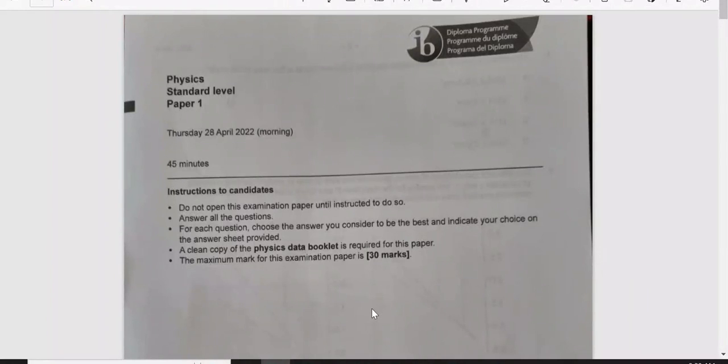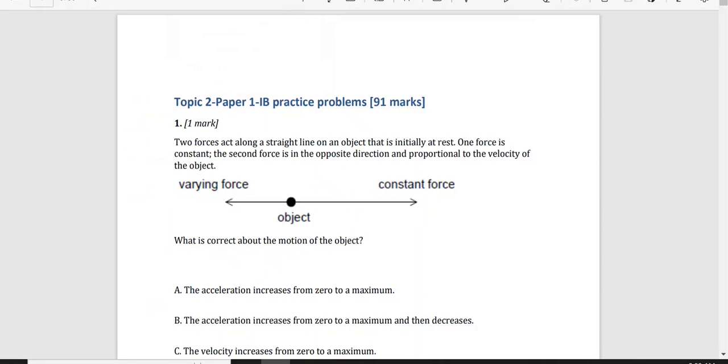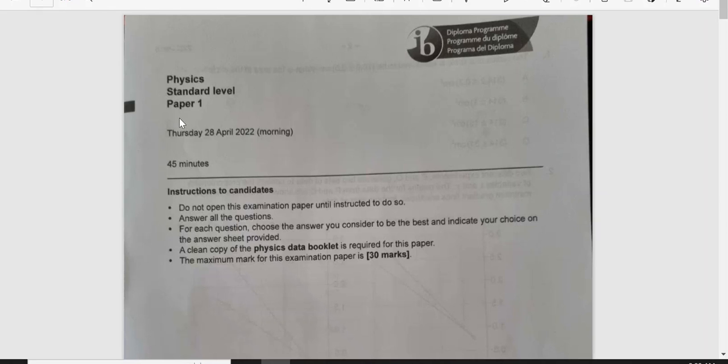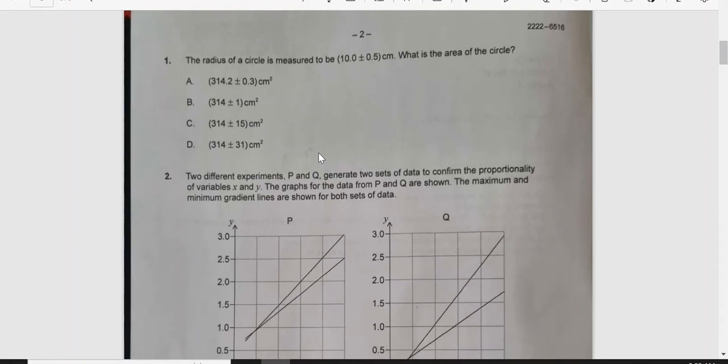Today, inshallah, we're going to solve IB past paper exams, paper 1. We're going to start from May 2022, and then we continue with the IB practice questions that I shared with you on Google Drive. So we're going to start first with paper 1, last year's exam, 2022. Only the questions that are related to mechanics we're going to solve today. Now, the first question.